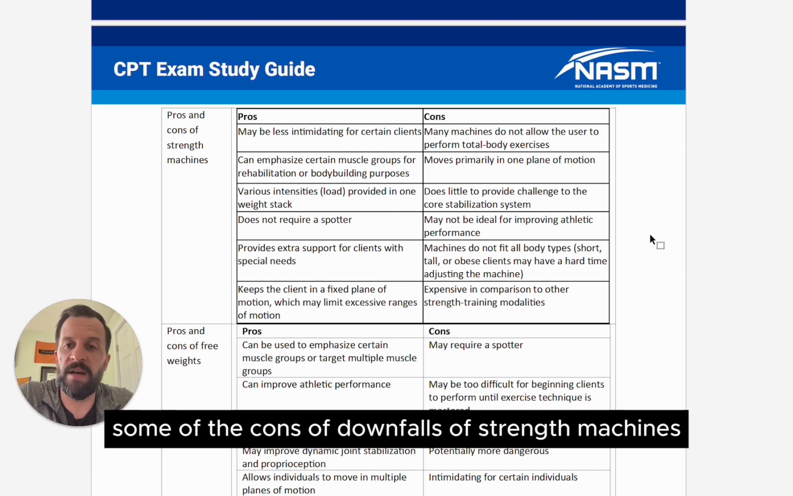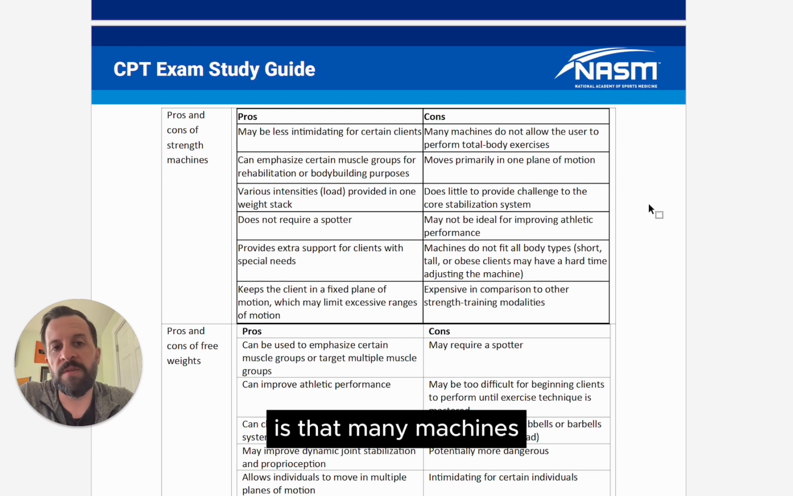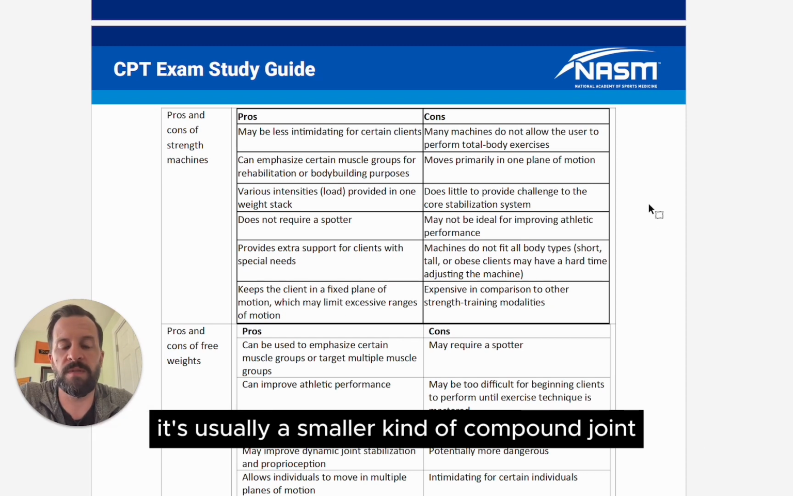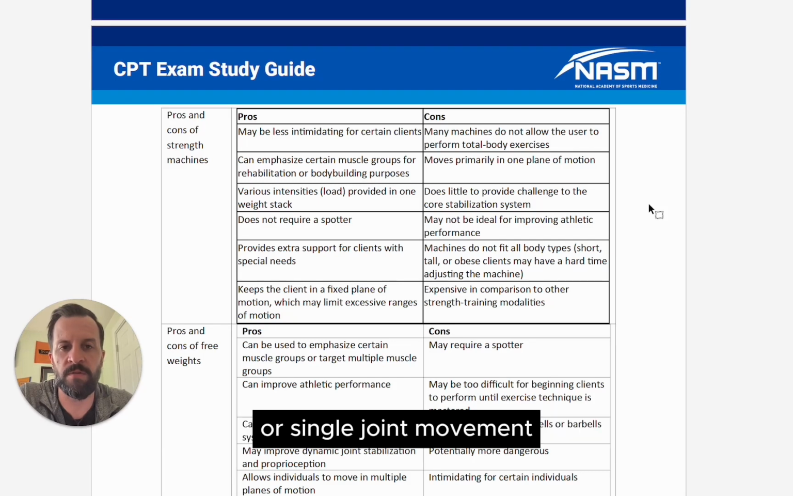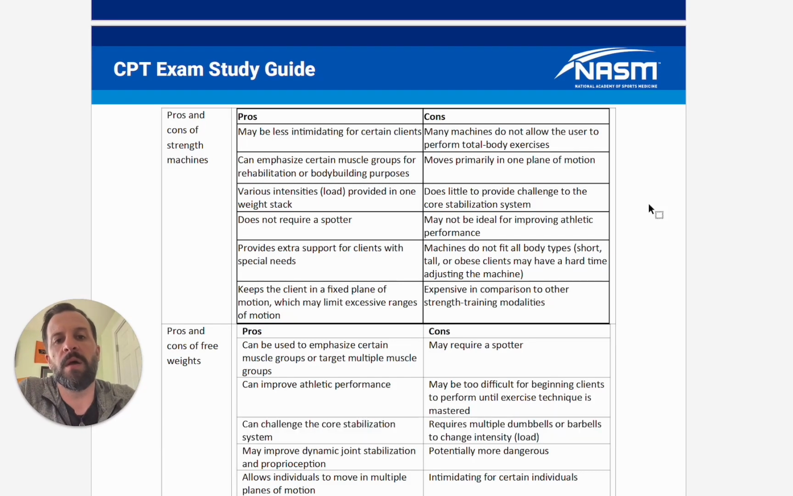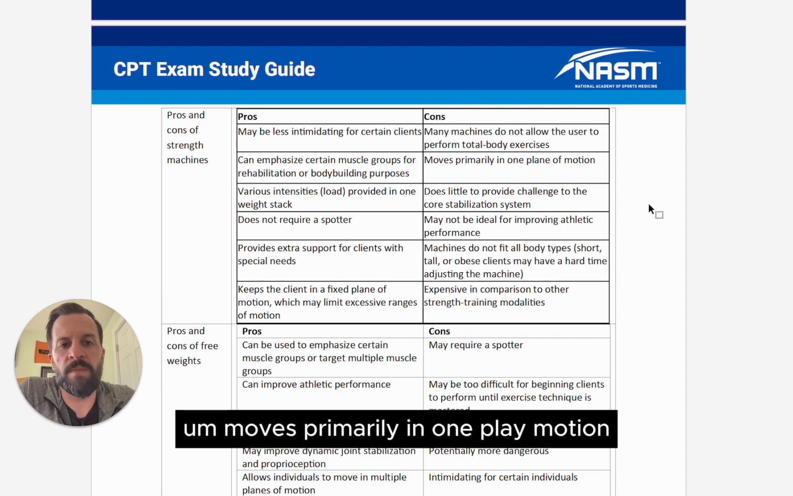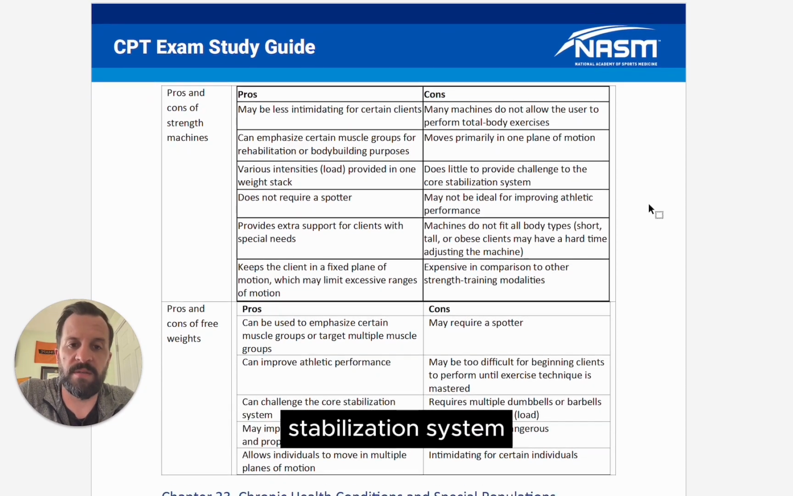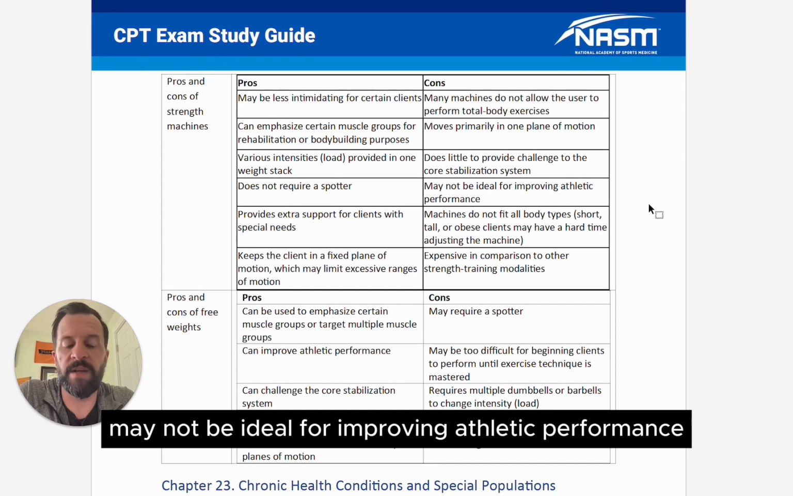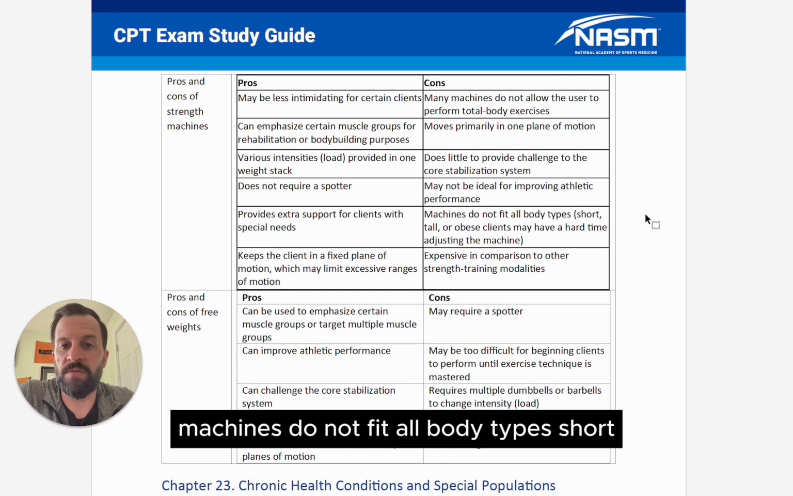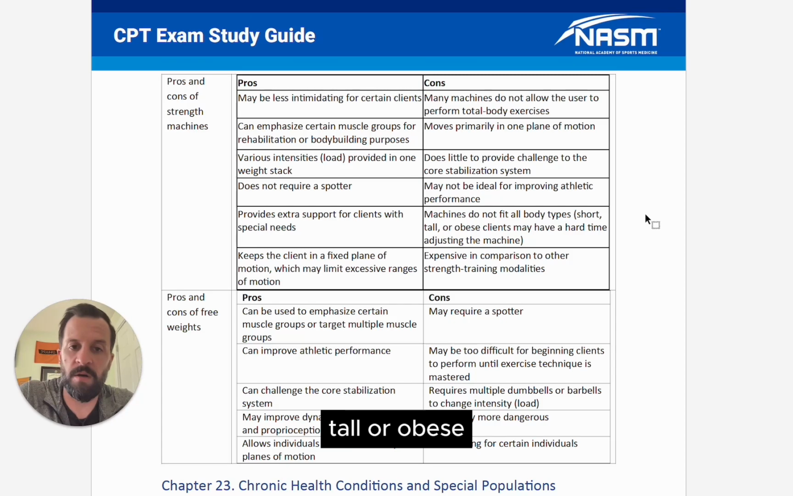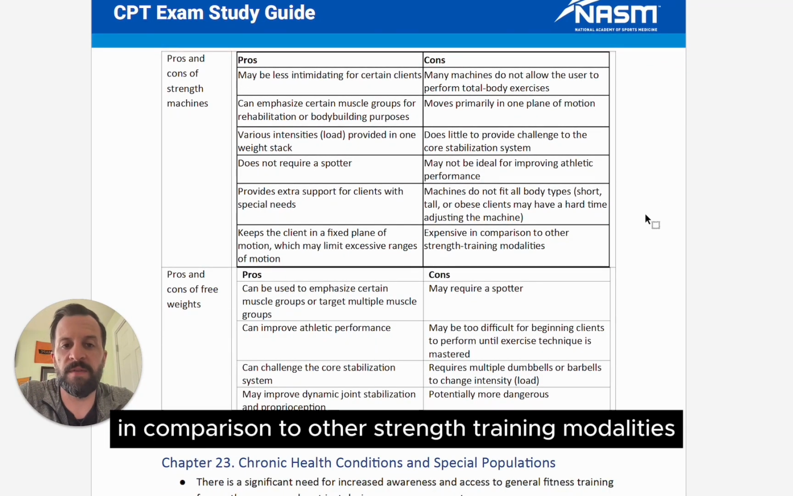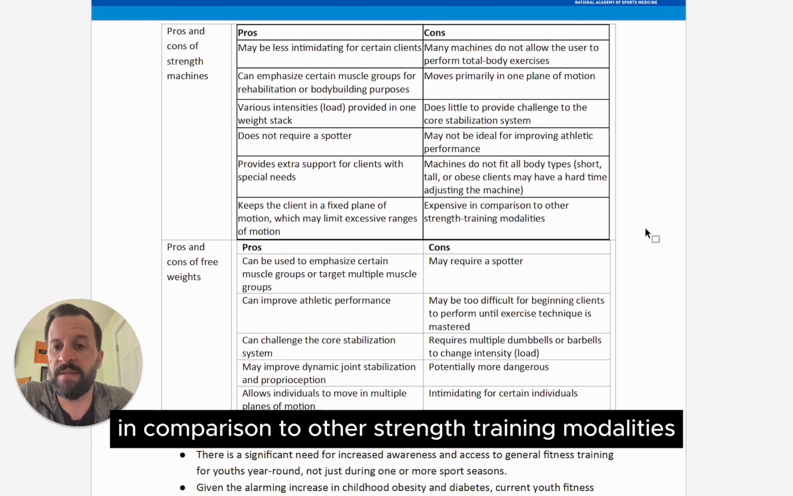Some of the cons, the downfalls of strength machines, is that many machines do not allow the user to perform total body exercises. It's usually a smaller kind of compound joint or single joint movement. Moves primarily in one plane of motion, does little to provide a challenge to the core stabilization system, may not be ideal for improving athletic performance. Machines do not fit all body types. Short, tall, or obese clients may have a hard time adjusting the machine. And they can be expensive in comparison to other strength training modalities.